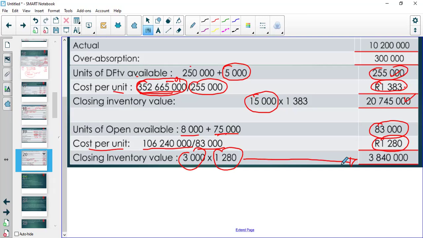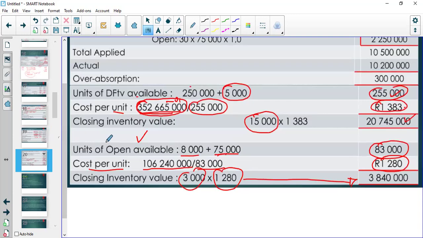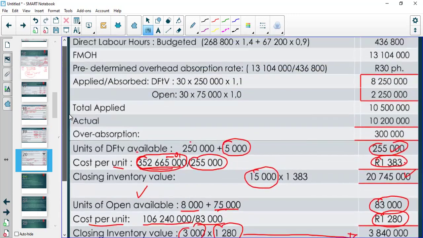If you remember when we said that it's important to check which costing system is being used, as well as the cost flow assumptions. So we have spoken about this. Fixed manufacturing overheads applied to DFTV, those applied to the other guy.